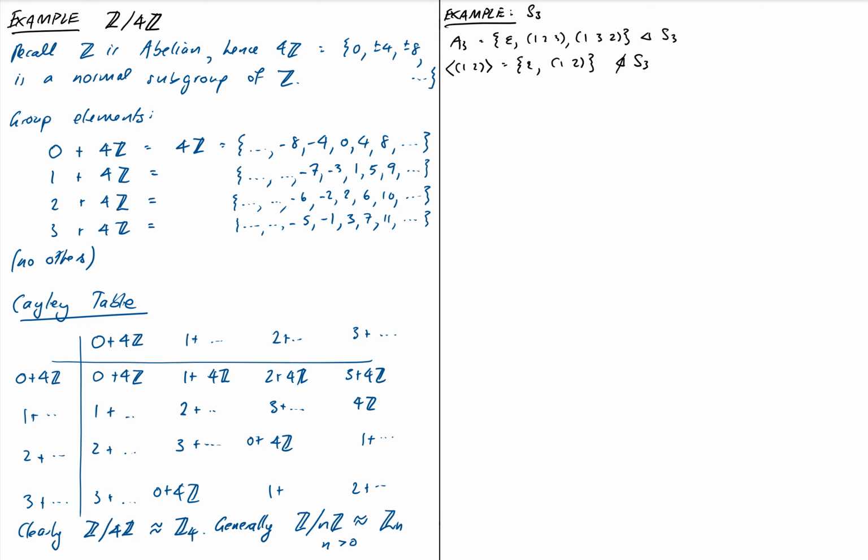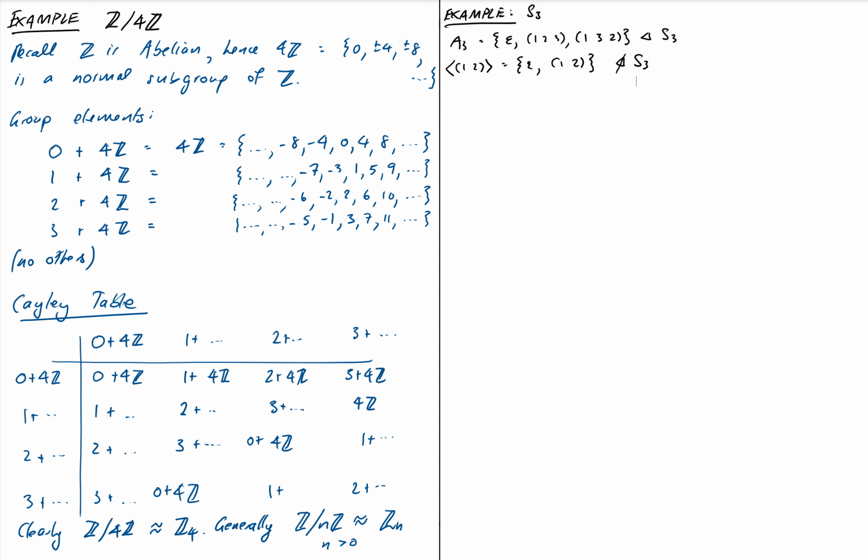Right, for our next example, we're going to go back to S3, and remember in our previous video, we showed that the alternating group A3 is a normal subgroup of S3, and the cyclic subgroup generated by one of the transpositions, e.g. (1 2), is not a normal subgroup of S3. So we're going to illustrate how this works, because what we should find is that S3 mod A3 is going to be a factor group, whereas it won't be a factor group with respect to (1 2).